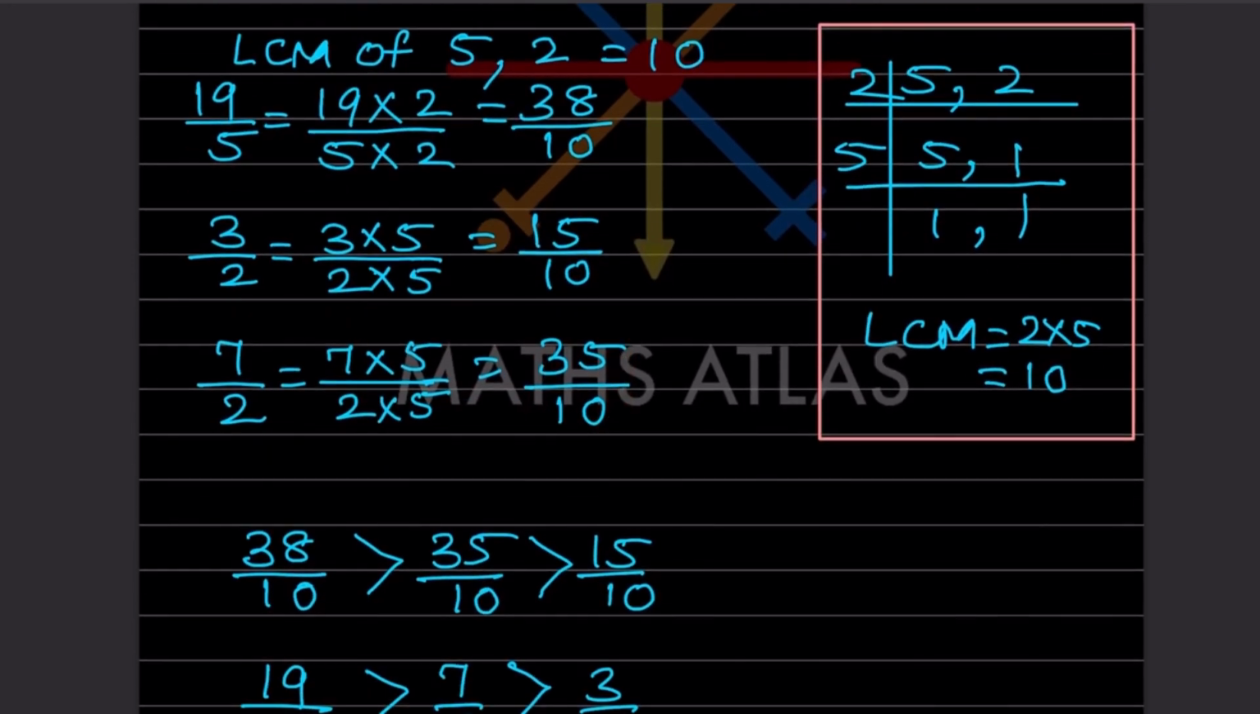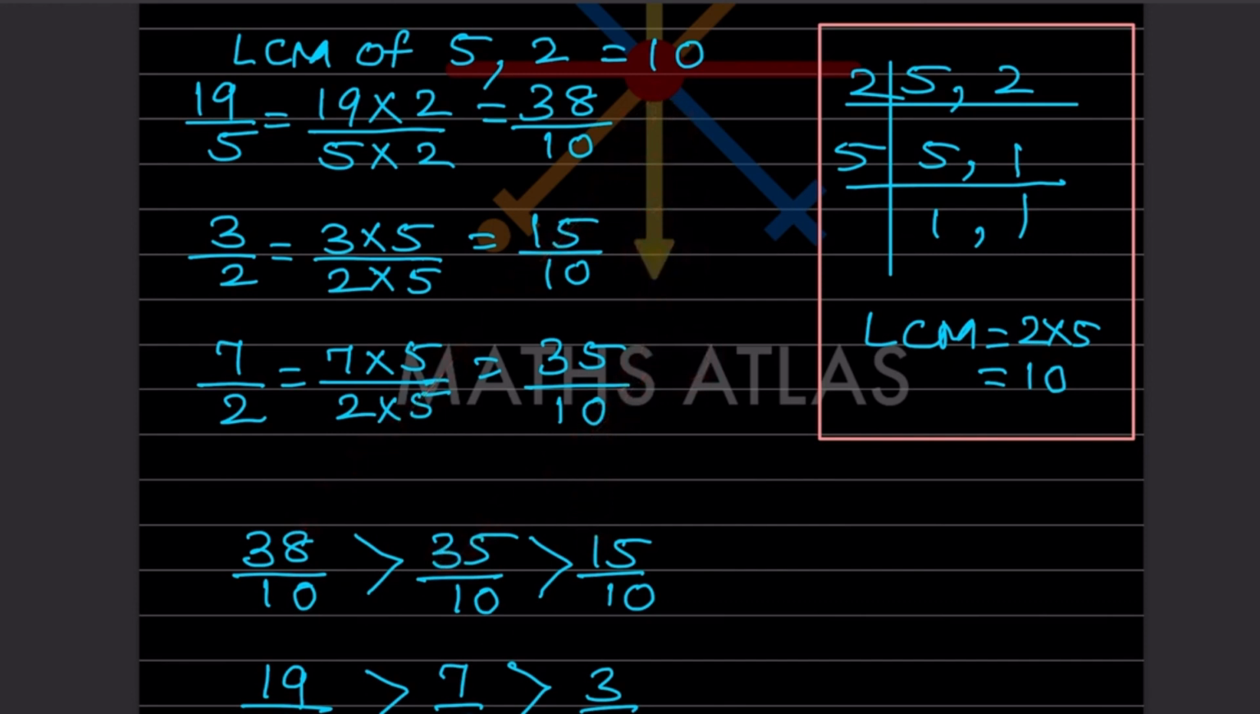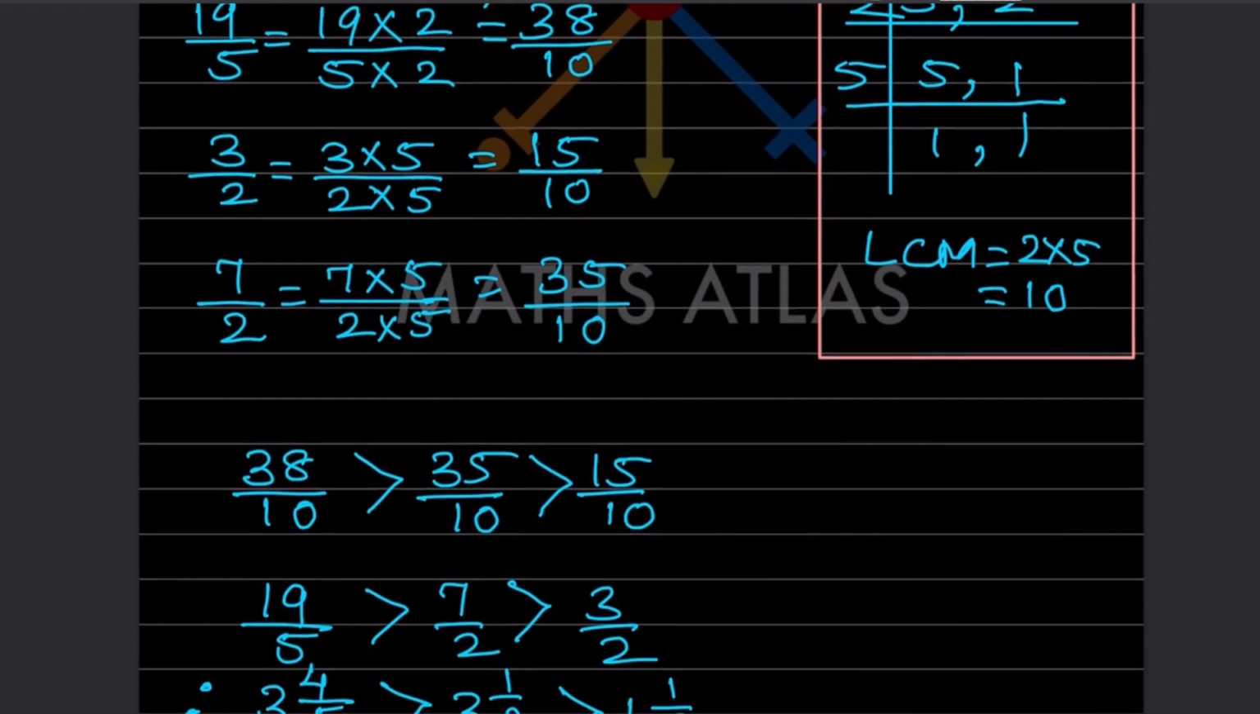Now what do you get here? Descending means big to small. Which is big? This is number 1, number 2, and this is number 3. So just write it as it is, 1, 2, and 3. Now you know the bigger number, we have to open the sign at the bigger number. When you compare this and this, which is bigger? 38. So you have to put the sign over here. When you compare this and this, which is bigger? 35. So you have to open the sign here. You have to write the symbol here.